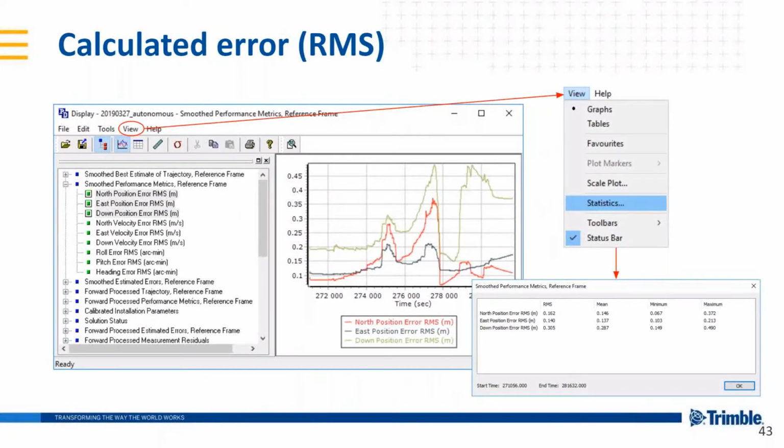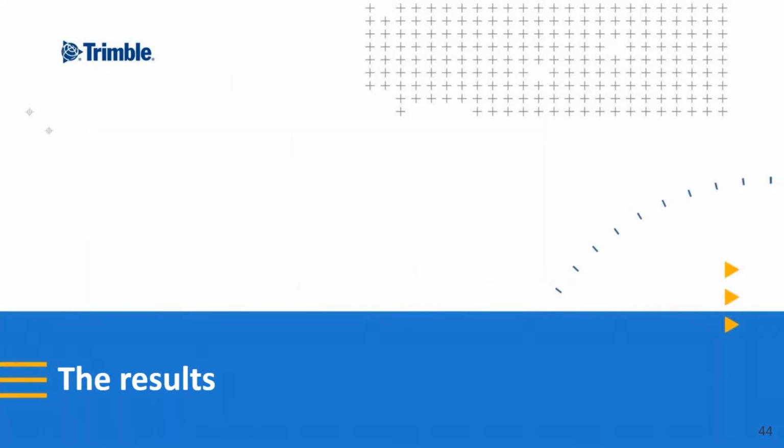As we said, we compared the measured standard deviation with the calculated error RMS. To get the error RMS, we can go to the display plots. Under view statistics, we can get the calculated error RMS. Now we can show our result of the comparison.